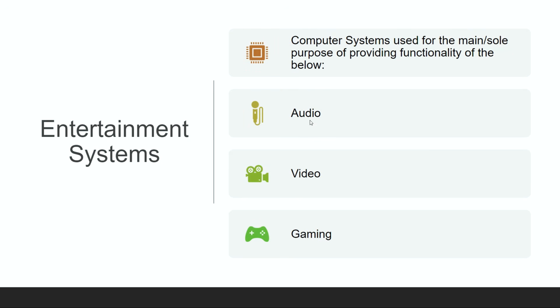Entertainment systems, this is probably the biggest industry right now. Computer systems used for the main or sole purpose of providing functionality of the below: audio, video, and gaming. Now again, entertainment systems will cross over into multifunctional devices. I would argue that my console is both an MFD and an entertainment system, and also a PC, because it does all of this. All right.